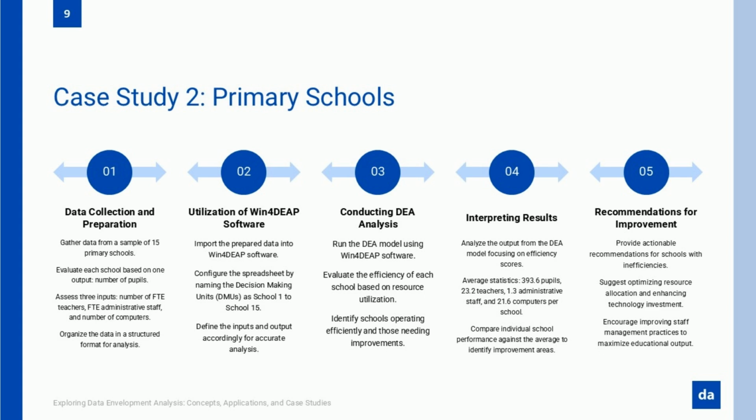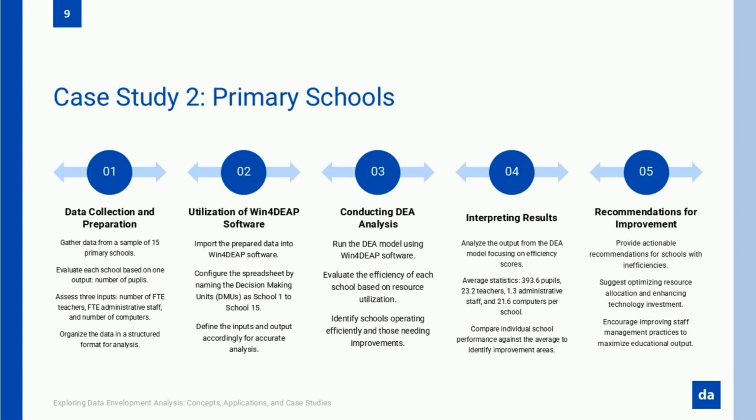So here's the deal. This case study is all about applying DEA in primary schools. Yep, schools. Because apparently analyzing efficiency isn't just for factories or businesses, it's for classrooms too. Who knew? Picture this. You've got 15 primary schools, all running with different resources. Teachers, administrative staff, computers. But they're all aiming for one thing, educating as many kids as possible. The question is, which schools are doing it efficiently? And which ones are, let's be honest, just winging it?